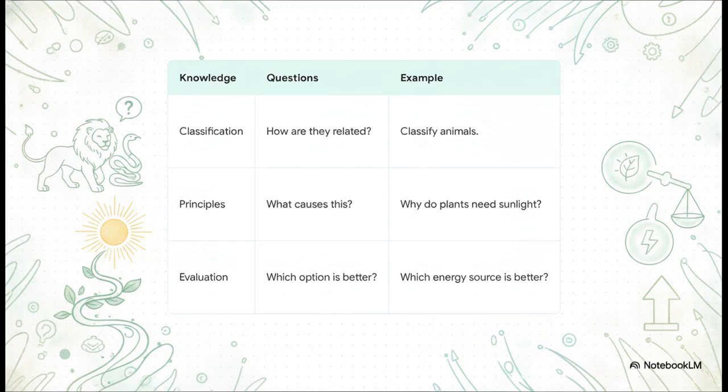Next is principles. This is about explaining rules or reasons. You ask what causes this or what rules apply. For example, exploring why do plants need sunlight. Lastly, we have evaluation, which involves giving opinions or judgments. The questions are what is good or bad, what is appropriate, or which option is better. For instance, which energy source is better? Explain your answer. Mohan's brilliant insight here is that every single topic can be taught using these 6 combined categories.